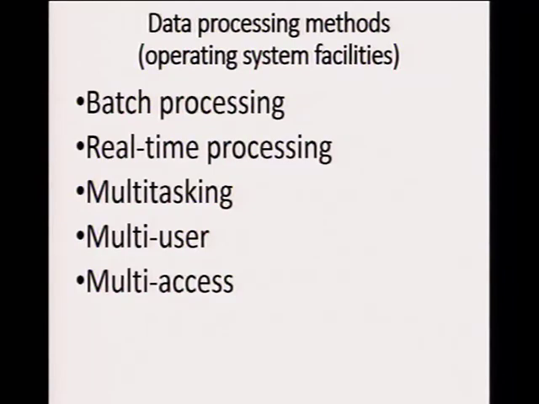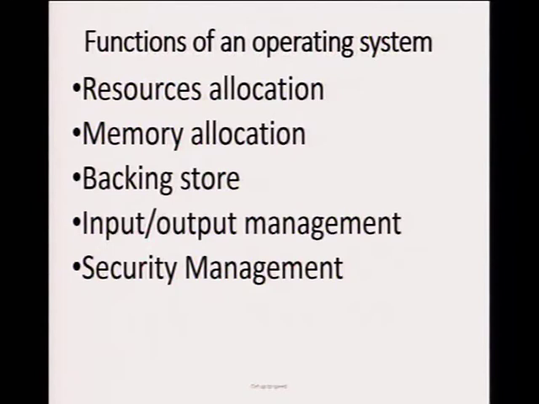Multitasking. Multitasking is when a computer system has the ability to handle more than one task at a time. Multi-user is when more than one user is working on the operating system at the same time. So these are some of the data processing methods. You should be able to explain them and give an example of what they mean in computer studies too. The functions of an operating system: resource allocation, memory allocation, backup stores, input and output management, security management. These are some of the functions of an operating system.